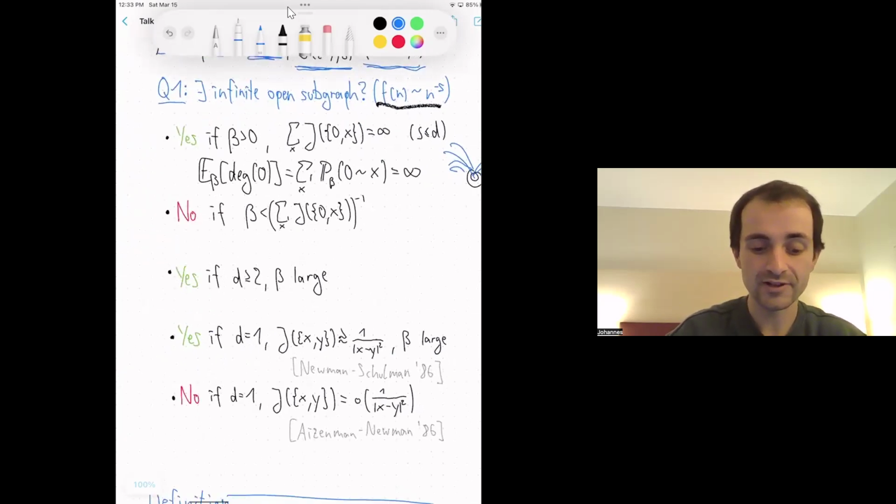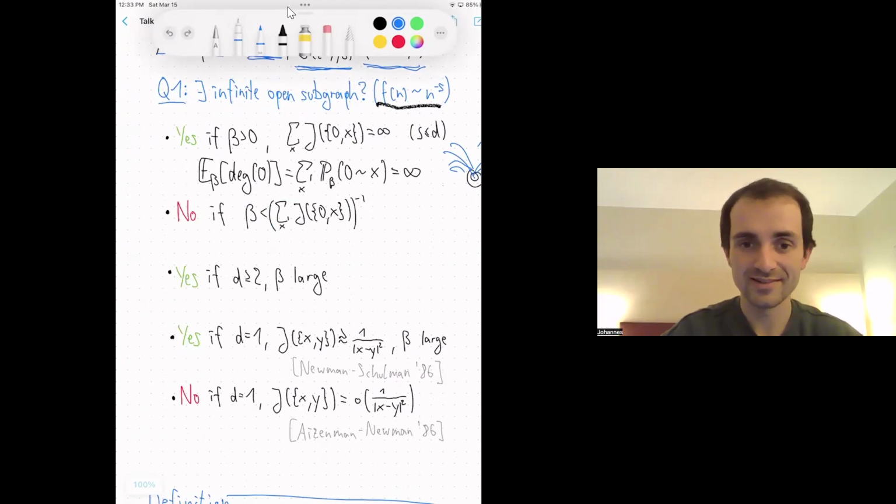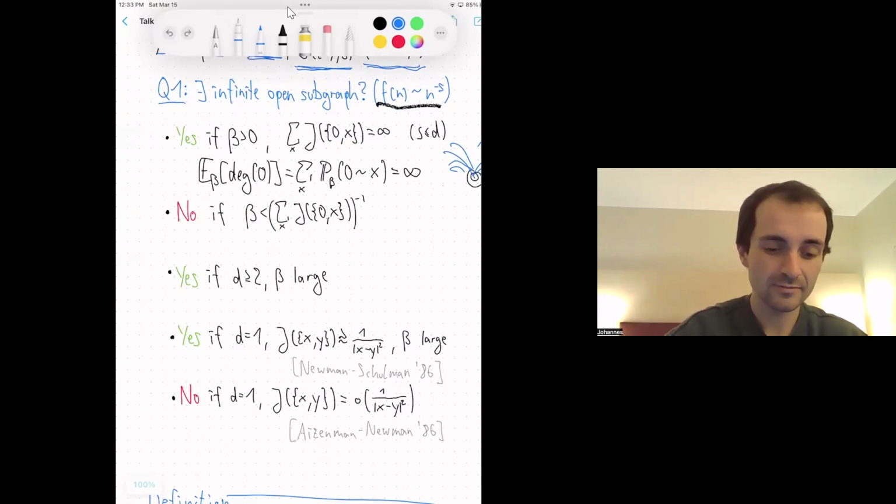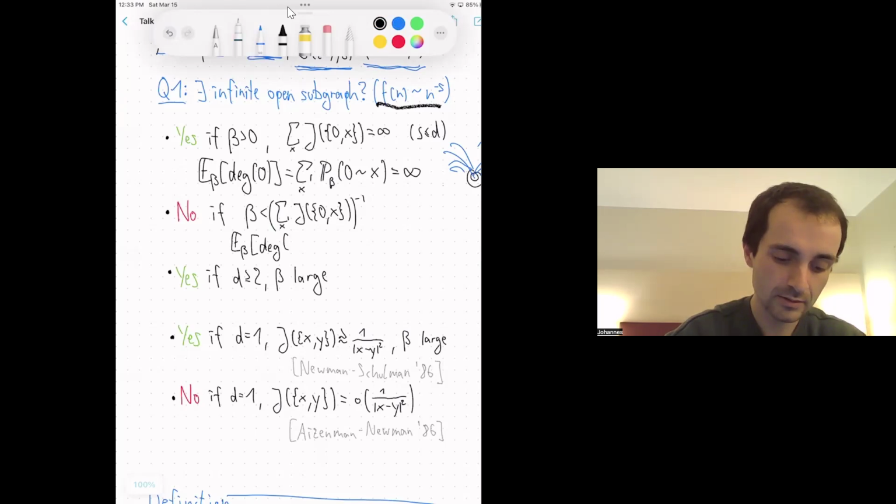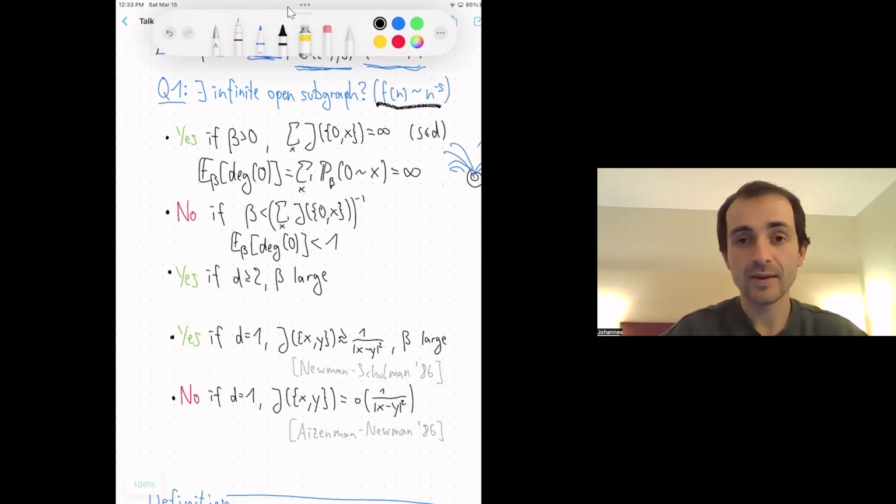On the other hand, there's no infinite open subgraph if the sum here is finite and beta is less than the inverse of the sum. So why that? If this sum is finite, and beta is less than the inverse of the sum, then one can easily show that this implies that the expected degree of the origin is finite and it's even less than 1. And then if the expected degree of the origin is less than 1, by translation invariance, we also get that the expected degree of every other vertex is less than 1. And this already implies that there cannot be an infinite cluster, because you can dominate the percolation with a subcritical branching process.